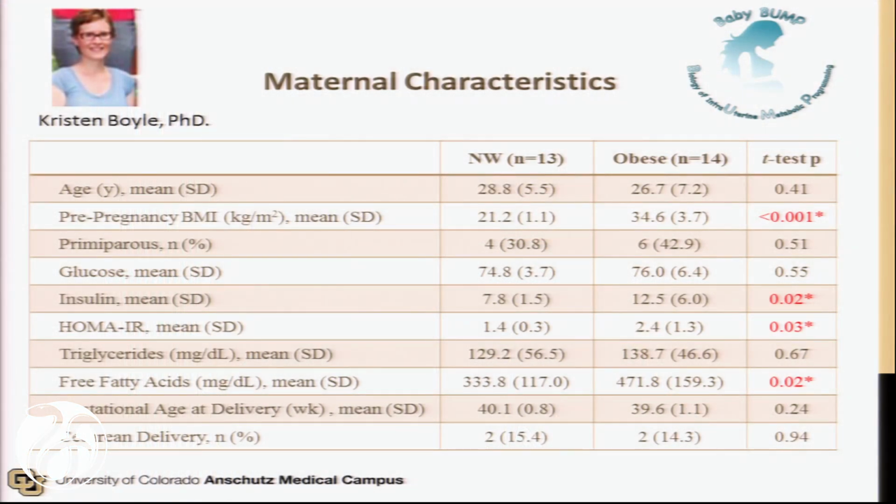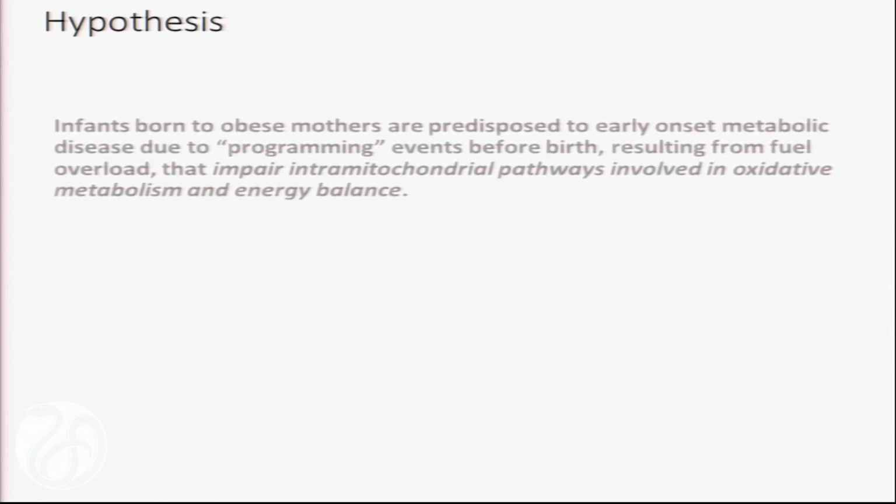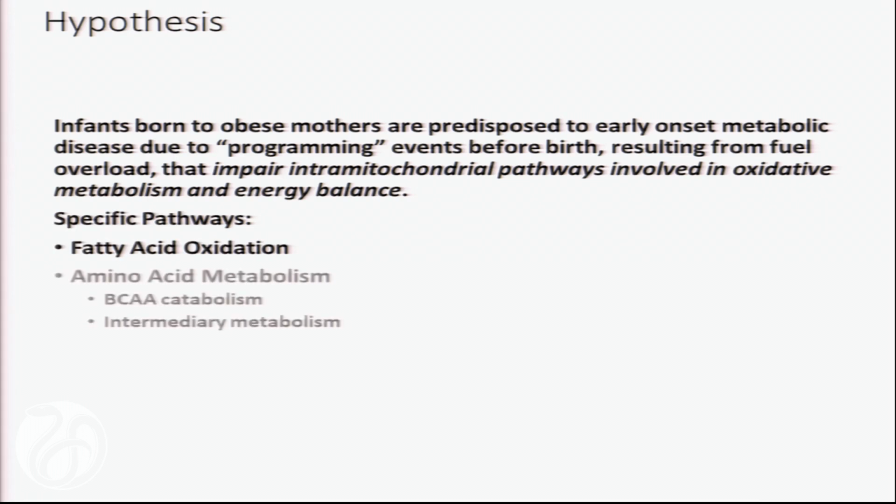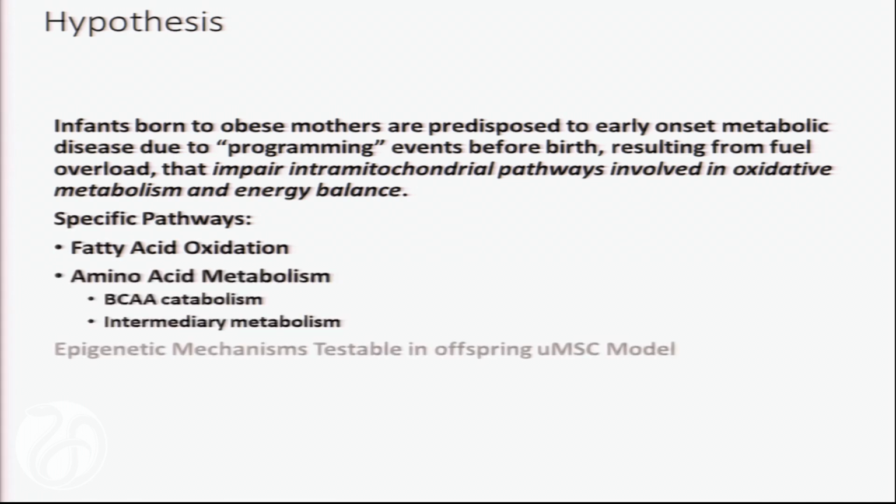So here's a brief shot of what we've been doing, looking at normal weight and obese women. The maternal characteristics. This is Kristen's work shown up here, in which the pre-pregnancy BMI is quite high in the obese women. They have higher HOMA-IRs, they have higher lipid levels, and all these things are crossing the placenta. So the hypothesis is that infants born to obese mothers may be predisposed to early onset metabolic disease due to programming events before birth, because of fuel overload or intramitochondrial pathways associated with energy metabolism. So it would change fatty acid oxidation, cell differentiation, and intermediary metabolism, and ultimately epigenetic mechanisms are testable.